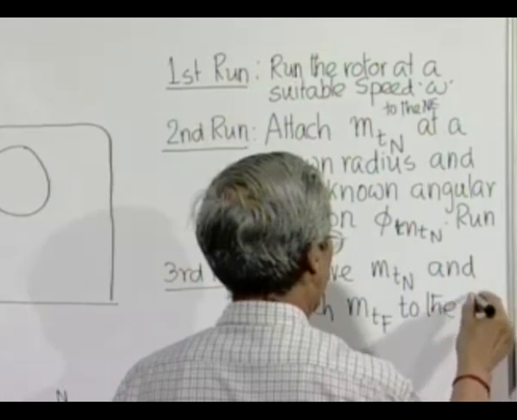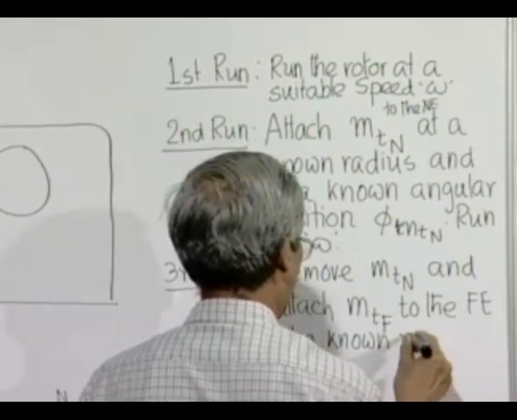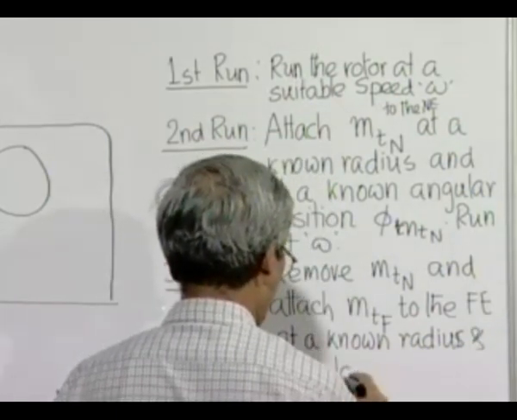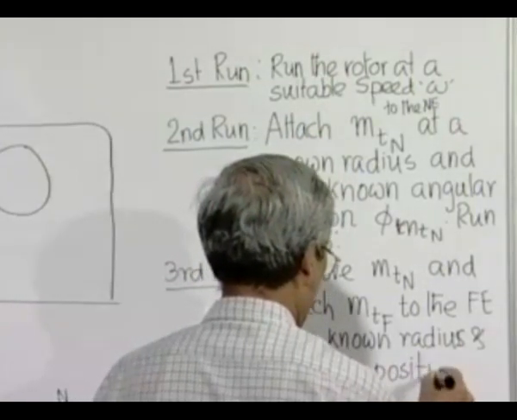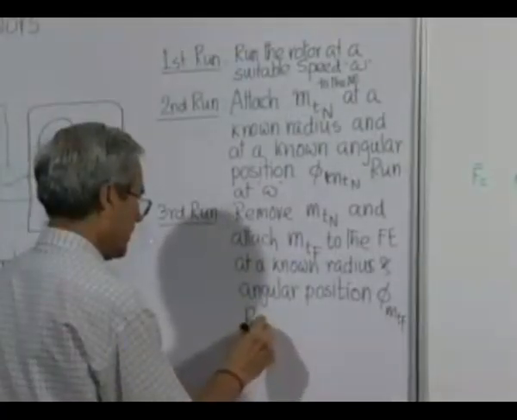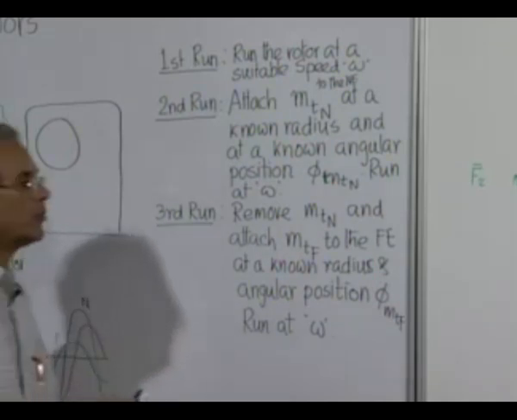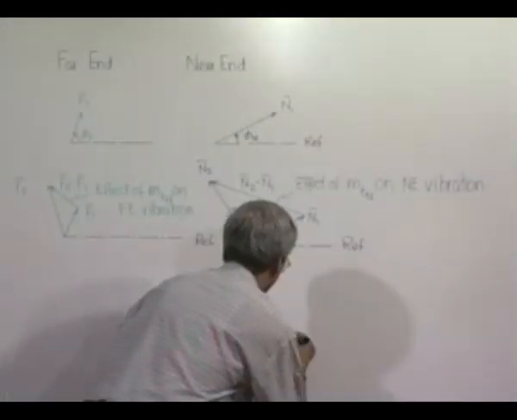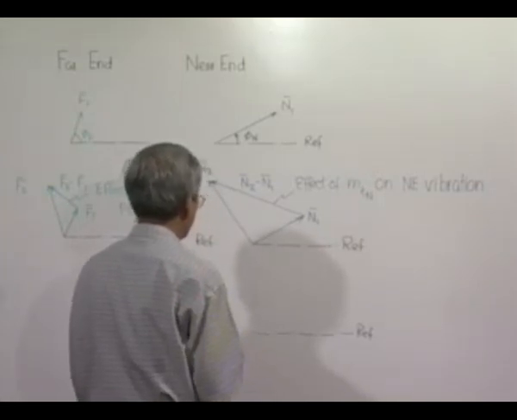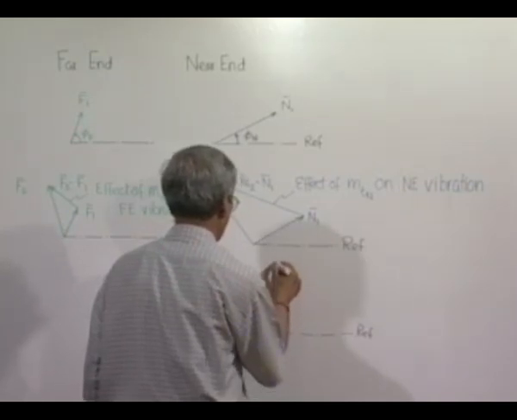To the far end, at a known radius and angular position phi MTF, run at omega. So now we again measure and we get N3.